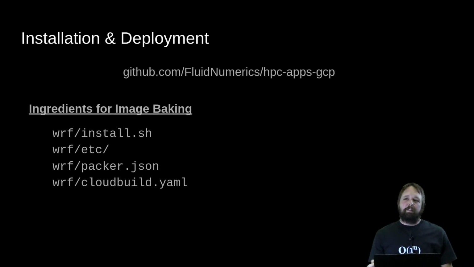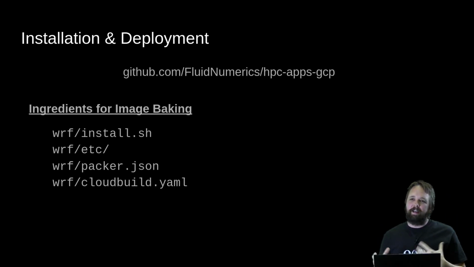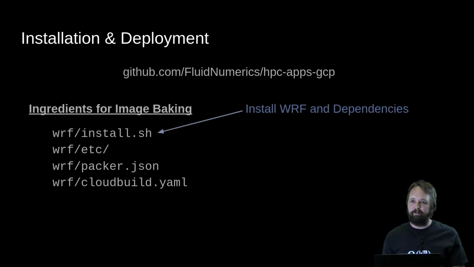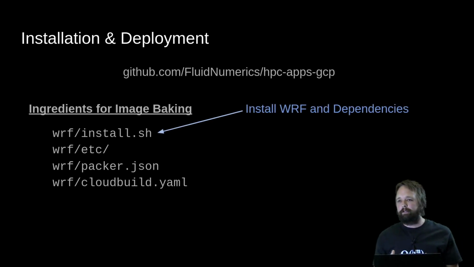So I do want to talk about some of the ingredients, and this is kind of where I left off before we got the audio issue figured out. I want to talk a little bit about some of the ingredients here that go into actual image baking. So at the top level here is an install script. In this case, it's just a shell script. So if you're in that repository, you go underneath the WRF directory, you'll see all these things there. But that shell script contains all the instructions necessary to install WRF and its dependencies.